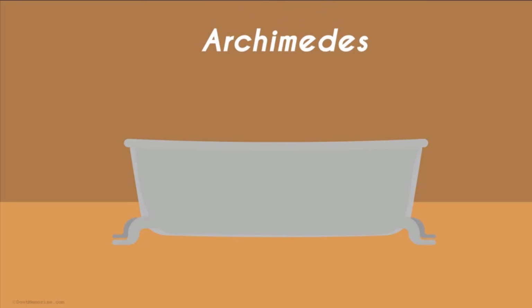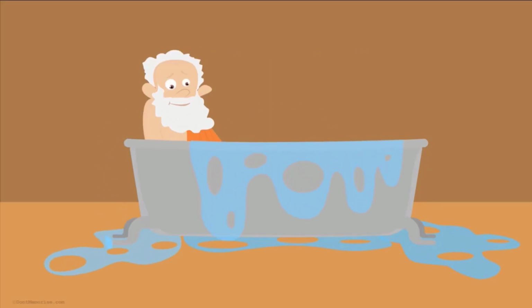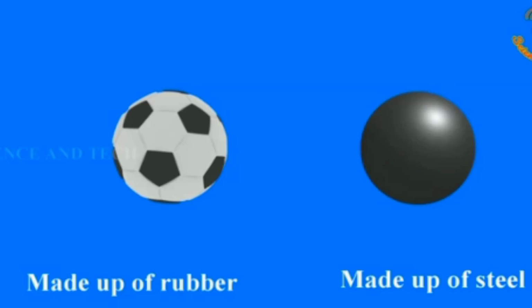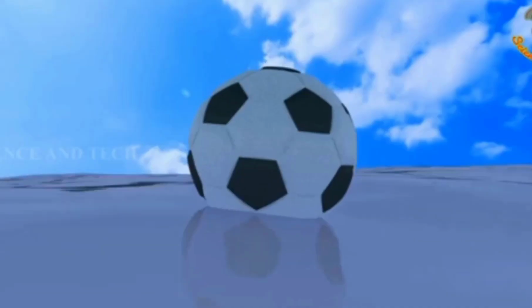So this is what Archimedes, an ancient mathematician, found about buoyancy. What he found can explain the phenomena that we have seen about the water displaced. When a floating object is in equilibrium, it will have two forces, and the two forces are the same, however in opposite direction. Now we have two balls. One is made of rubber and another one is made of steel.